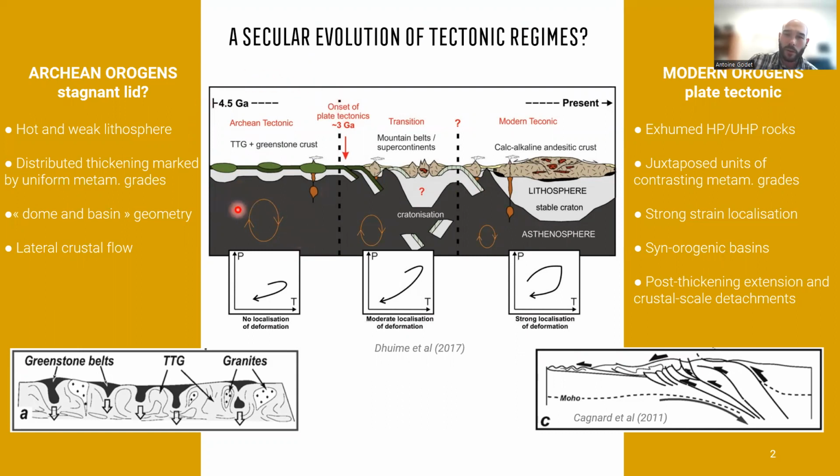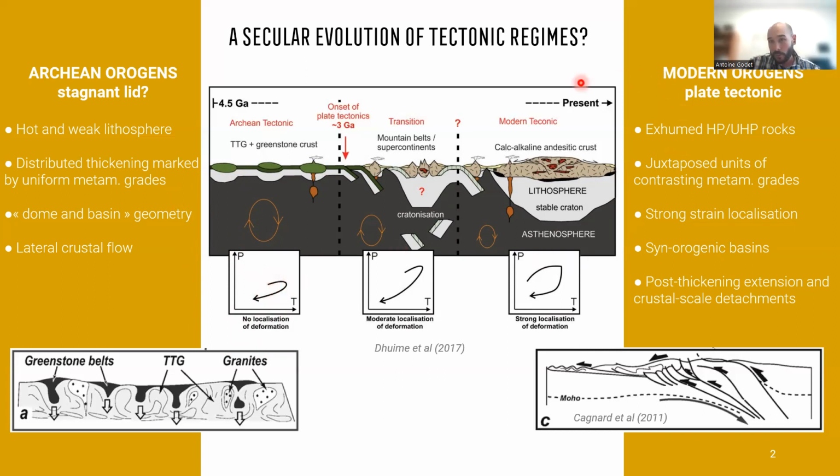So if we think about Archean tectonics, we can think about a hot and weak lithosphere. We think about distributed thickening. We think about a certain geometry that was in dome and basin, for example, and that could be reflected in the style of the metamorphic PTt path with a certain shape and a certain magnitude.